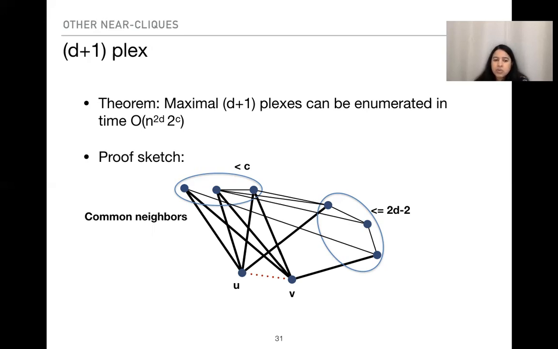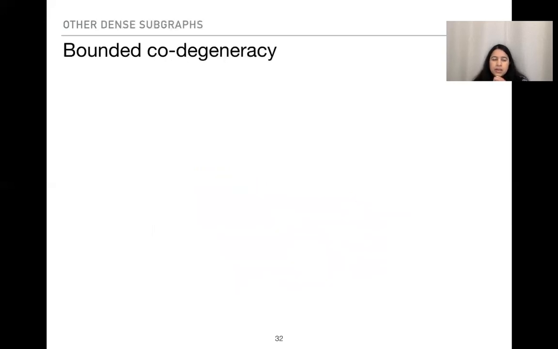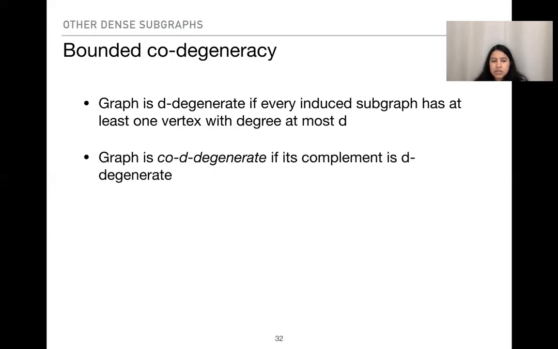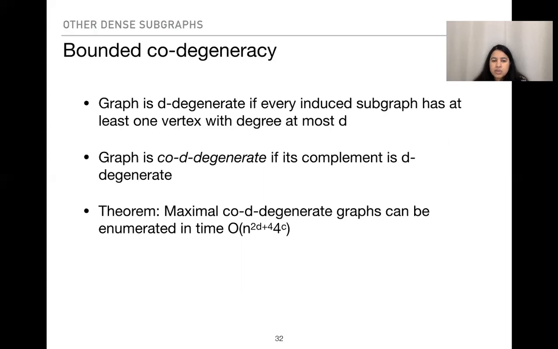To get a slightly tighter bound, we essentially use polynomial delay algorithms. The next subgraph that we show FPT algorithms for are the bounded co-degeneracy graphs. So basically a graph is D-degenerate if every induced subgraph has at least one vertex with degree at most D. So a graph is co-degenerate if its complement is degenerate. And so the theorem goes that maximal co-D-degenerate graphs can be enumerated in n to the 2D plus 4 times 4 to the C time.